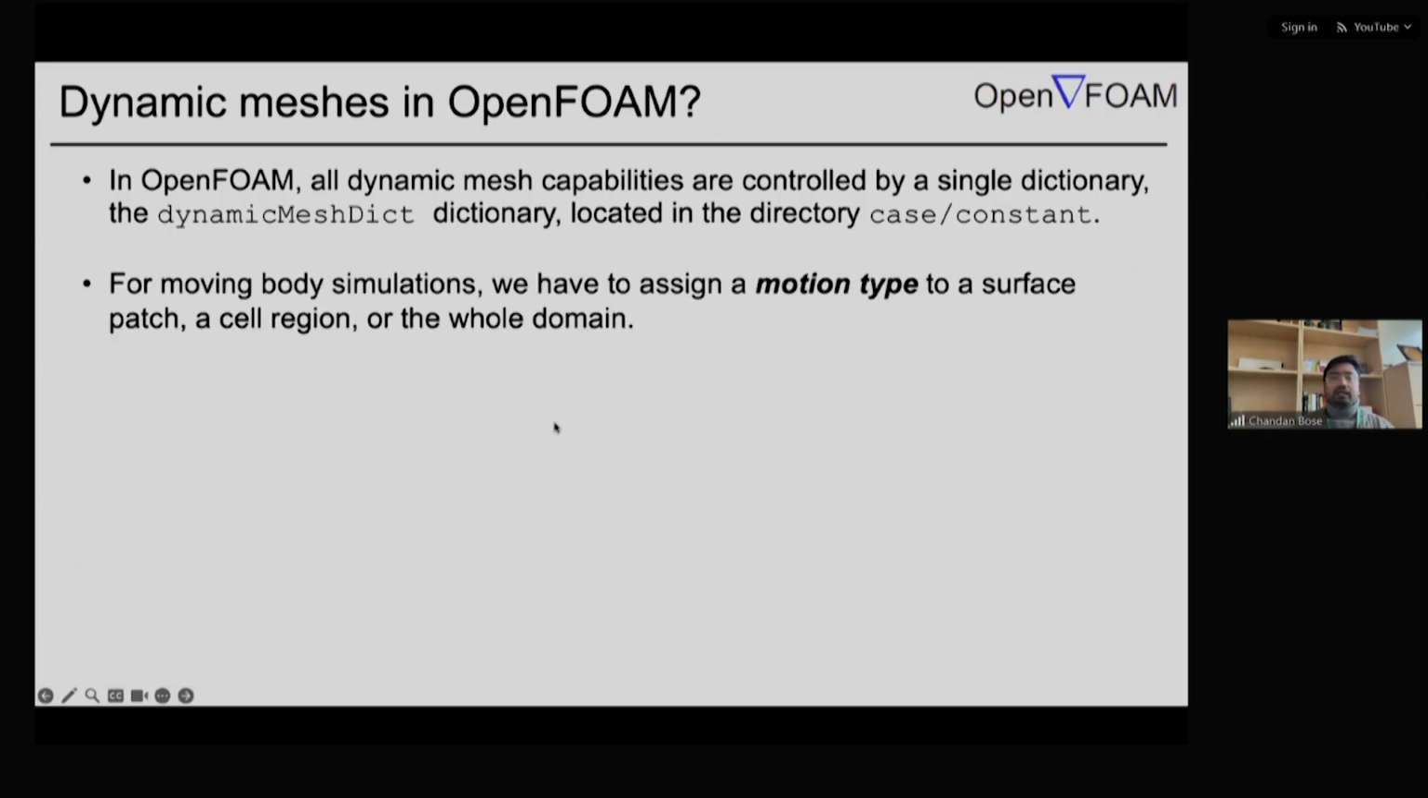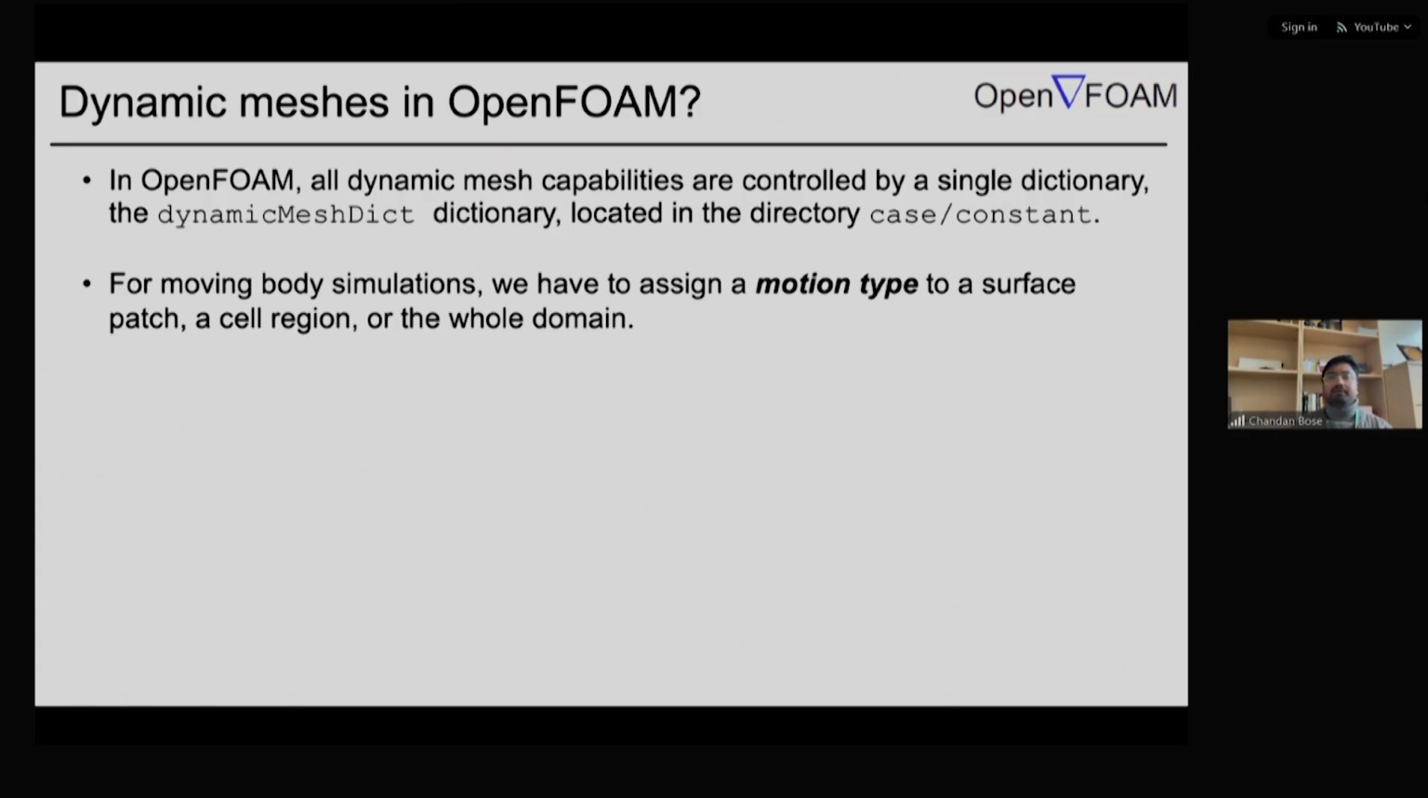Okay. Now, for moving body simulation, as I've already told, you have to assign a motion type. And that motion type has to be associated with either a patch, which is a boundary, or a cell region, or it can be associated to the whole computational domain itself. So I'll show you examples for all these three.